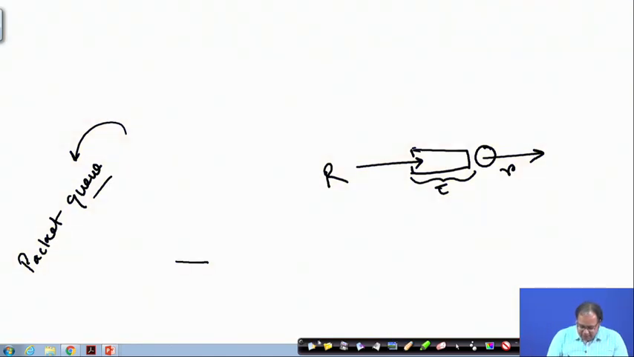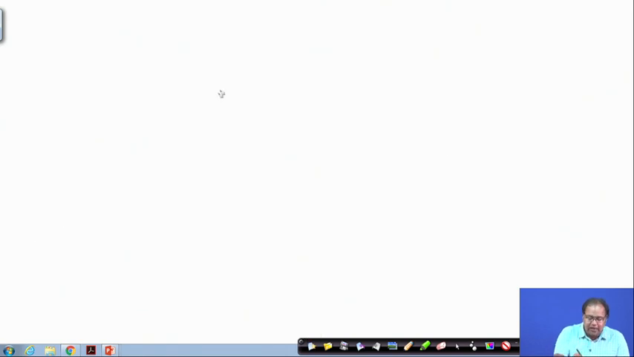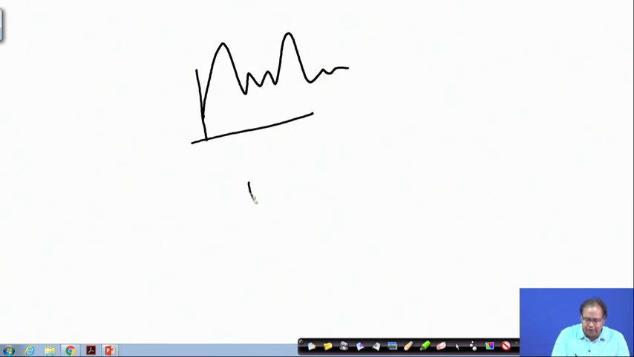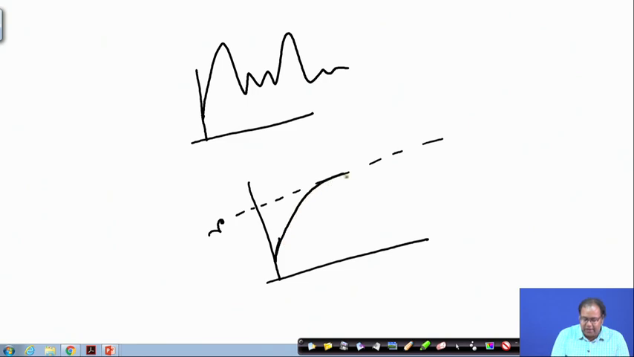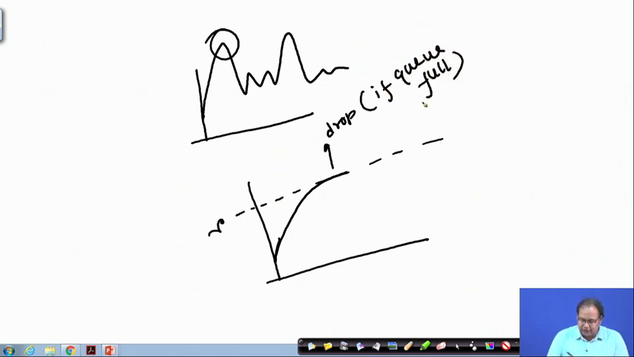So, the diagram would be something like this: you have an input at some peak rate, and the output is at a rate r. If there is some additional packet here due to this peak, those additional packets get dropped if the queue becomes full.